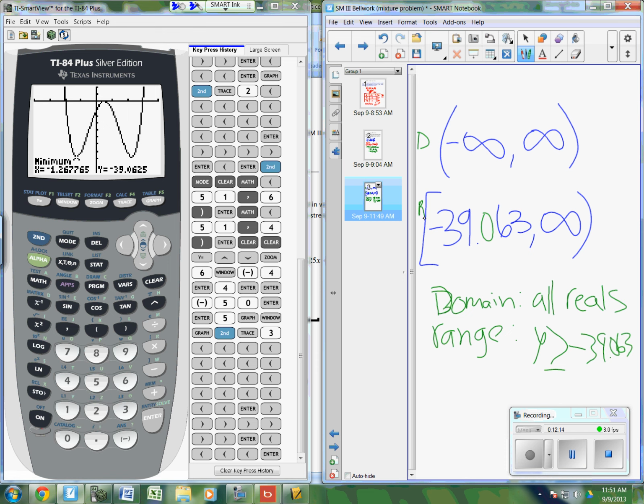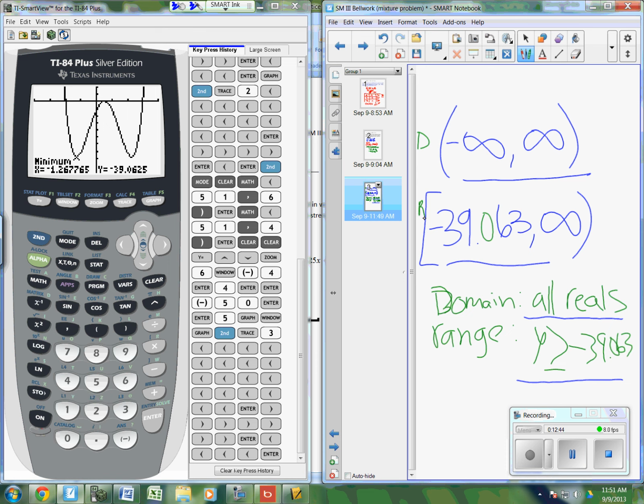Let's see. Okay. Hey, by the way, so this table over here wrote all reals for the domain. Is that the same thing as this up here? Exact same thing, right? So that's right. That's just a different way of expressing it. And then right here they wrote y is greater than or equal to negative 39.063. Is that the same thing as this right here? Yes, it is. So there's two different ways to write the domain and range.